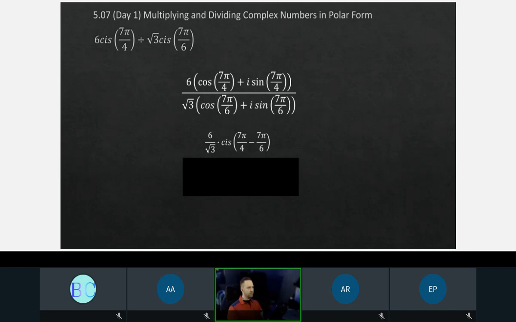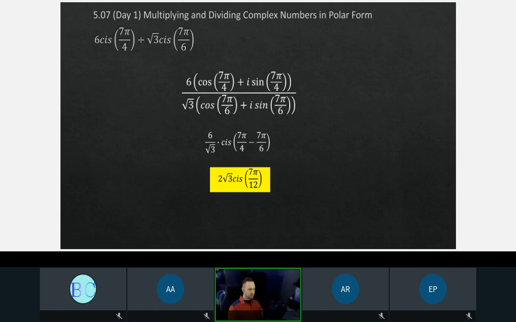6 divided by rad 3, and then I went from the expanded form back to short form. I don't know why I did that. There is no reason for me to even go to expanded. All right, 7 pi over 4 minus 7 pi over 6 gives us 7 pi over 12. And 6 divided by rad 3, after you rationalize it and simplify, I didn't show the work. All of you are more capable of doing that. You get 2 rad 3.